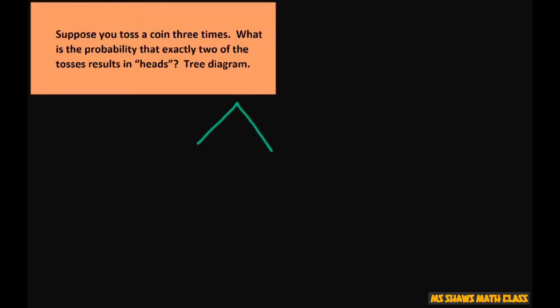You either get heads or tails, and these are your branches. This would be your leaves. So that's the first toss. Okay, second toss. If you got the heads the first time, then the second toss, you're either going to get heads or tails. Heads or tails. That's the second toss.